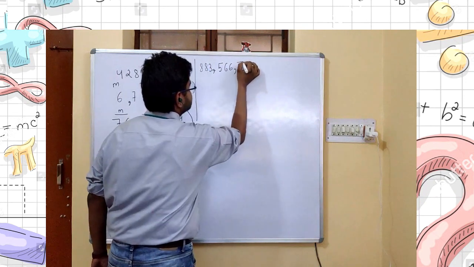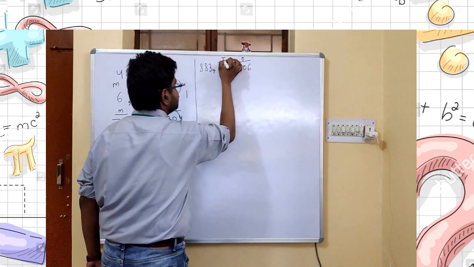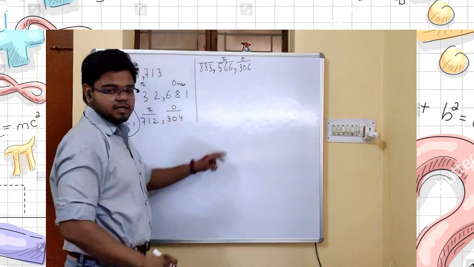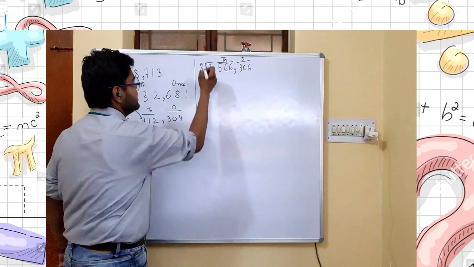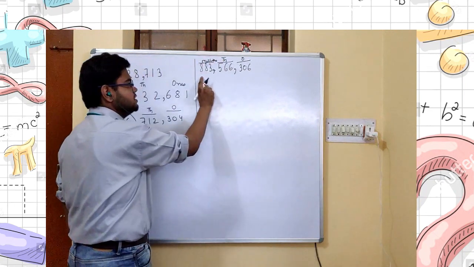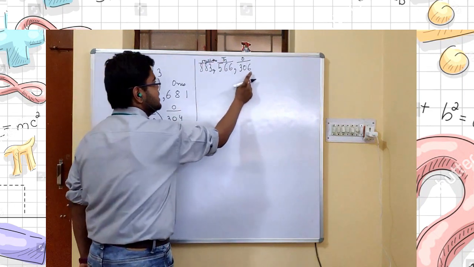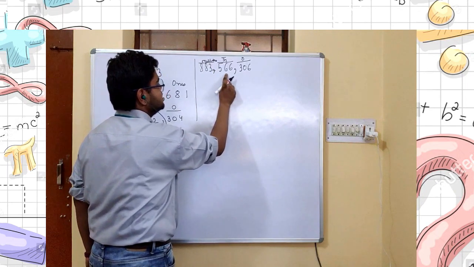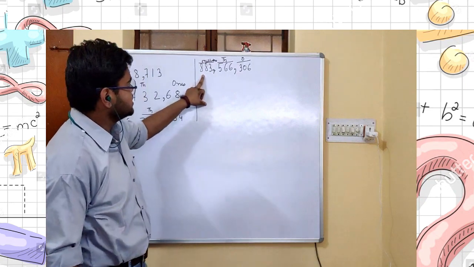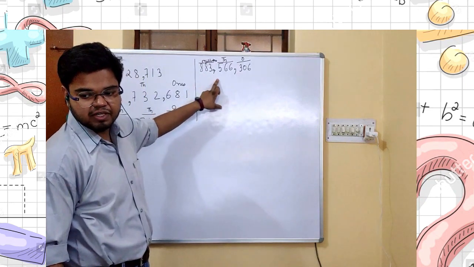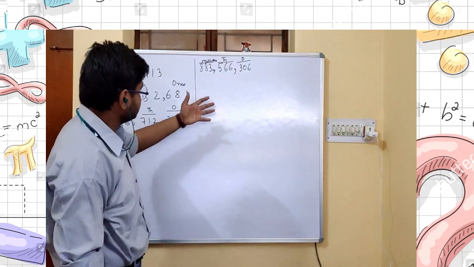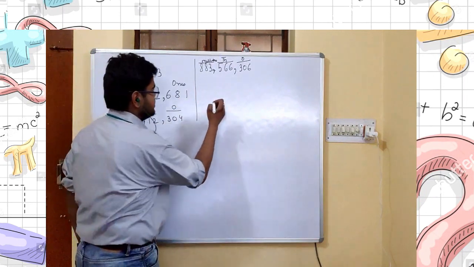883,566,306. So children, this is your ones period, thousands period, and then we have millions. So this will be 883 million, because this will be ones, tens, hundred, thousand, 10,000, 100,000, million, 10 million, 100 million. So with this 8 here, 883 million, 566,306.